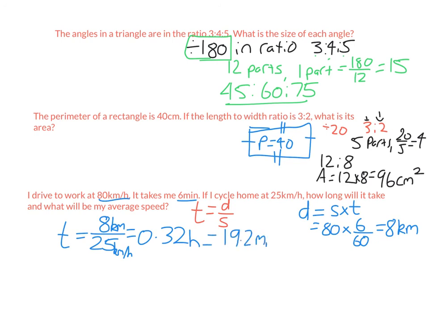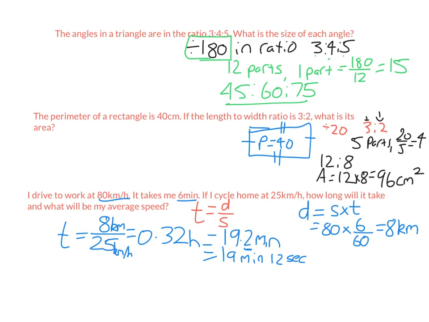To find out how many minutes that is, you go 0.32 times 60, which is 19.2 minutes, or 19 minutes and 12 seconds. So that is how long it will take me, 19 minutes and 12 seconds. If you don't know what 0.2 of an hour is, you just go 0.2 times 60 equals 12. So 19 minutes and 12 seconds, that's the first part of the question.